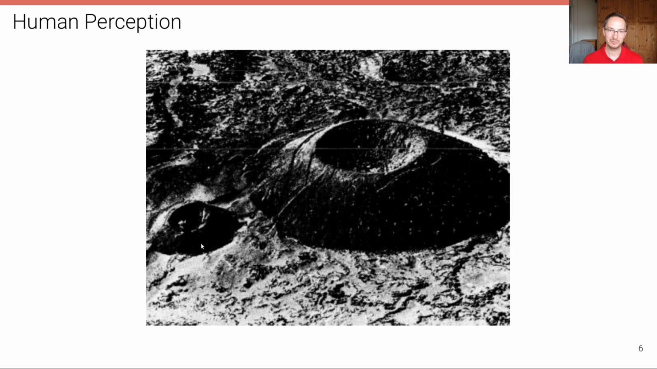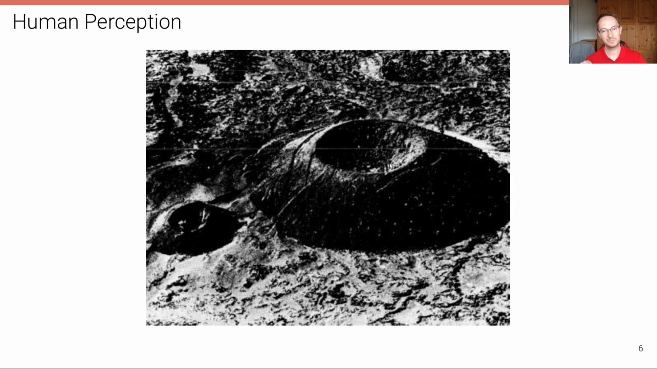Here's another example that illustrates how humans perceive 3D from a single image. Many people that look at this image probably tell, well, I see a little hill here, a little mountain with a little crater on top.